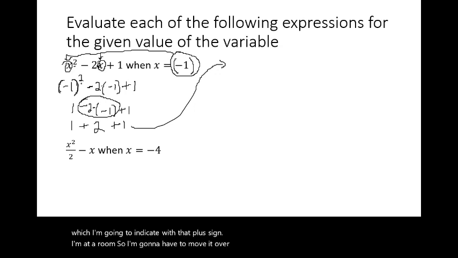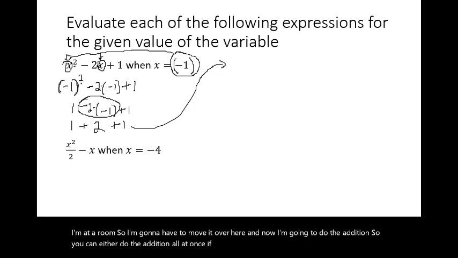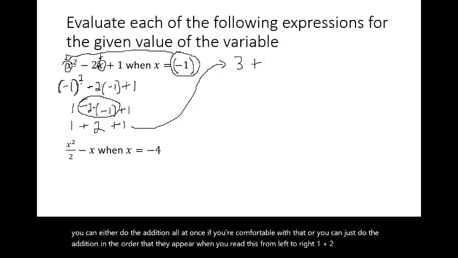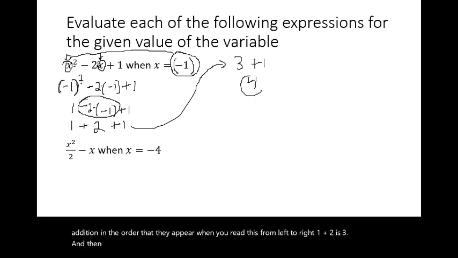And now I'm going to do the addition. You can either do the addition all at once if you're comfortable with that, or you can just do the addition in the order that they appear when you read this from left to right. 1 plus 2 is 3, and then 3 plus 1 gives you a final answer of 4. So 4 is going to be your final answer.